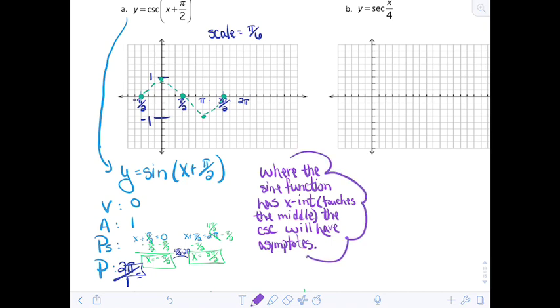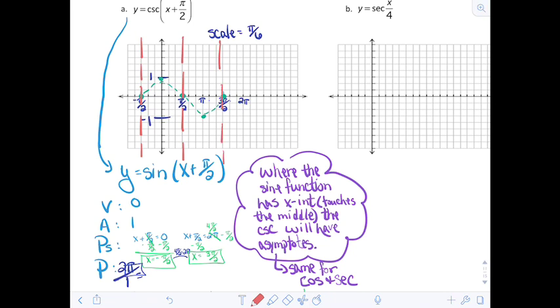Okay, so this is kind of important information, and we're going to just say same for cosine and secant that we'll do in just a minute. Okay, so knowing that, now we're going to take a look. Wherever I have intercepts for sine, the cosecant function will have asymptotes. And again, this could just keep repeating.